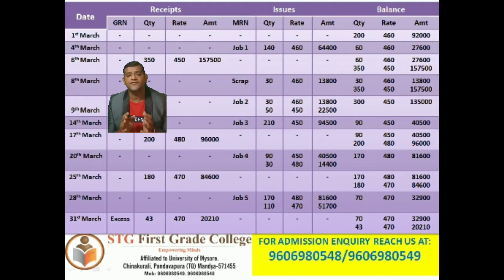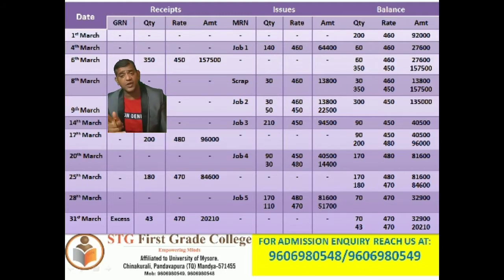So 350 into 450 is 1,57,500 rupees. So whenever there is a receipt, there will be no issues. So MRN nil, quantity nil, rate nil, amount nil under issues column.